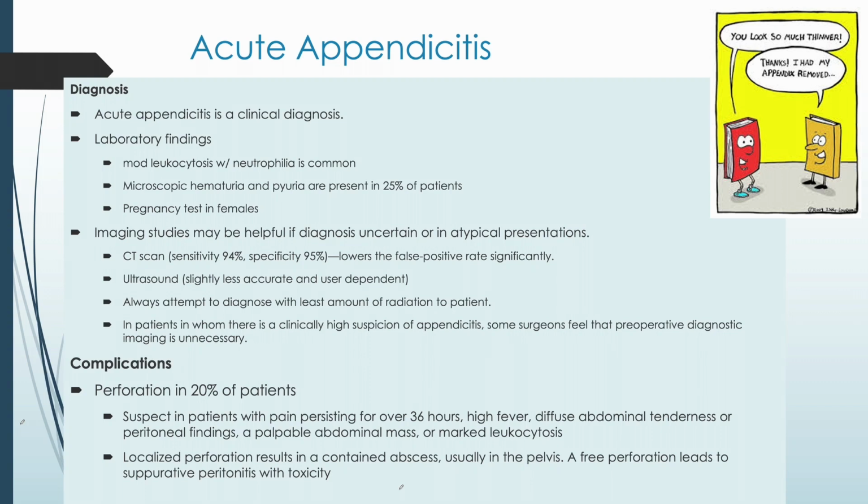Complications. Well, perforation can happen in up to 20% of patients. This is definitely more likely if the pain has persisted over 36 hours, like there's a delay in care or a misdiagnosis. Initially, patients tend to have higher fever, diffuse abdominal tenderness, peritoneal findings, sometimes even a mass and marked leukocytosis.